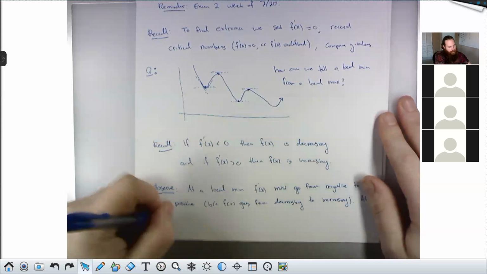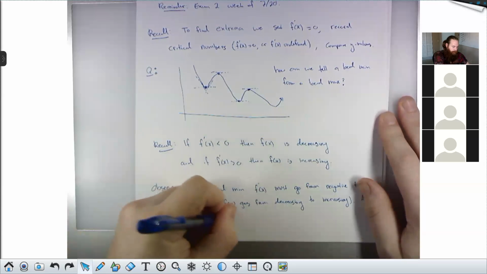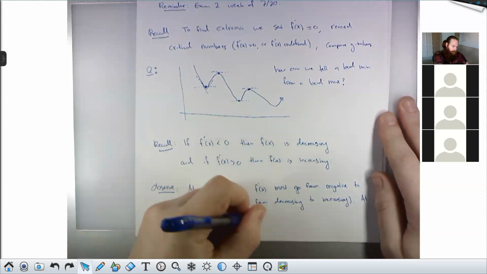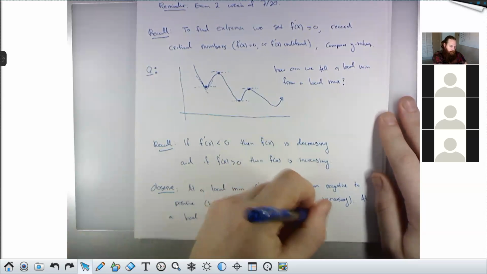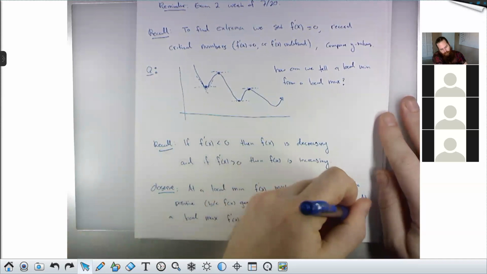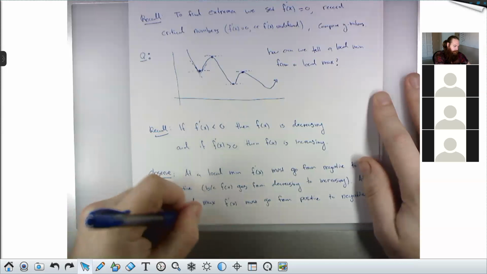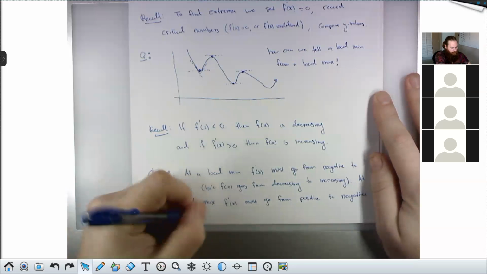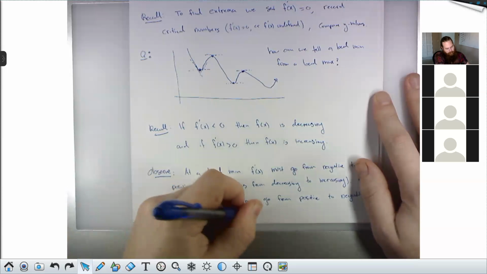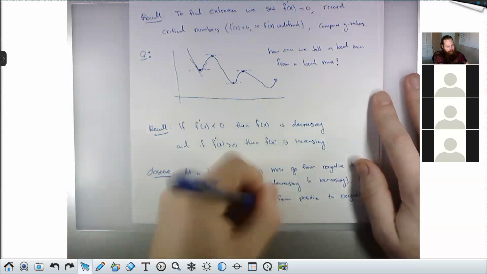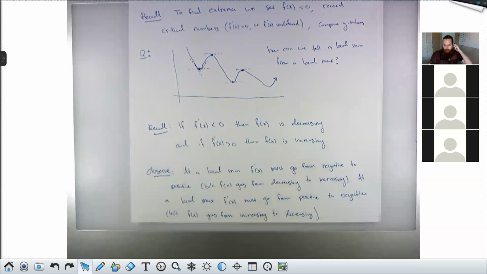And at a local max, f prime must go from positive to negative, because f of x has to go from increasing to decreasing. This is what's called the first derivative test.